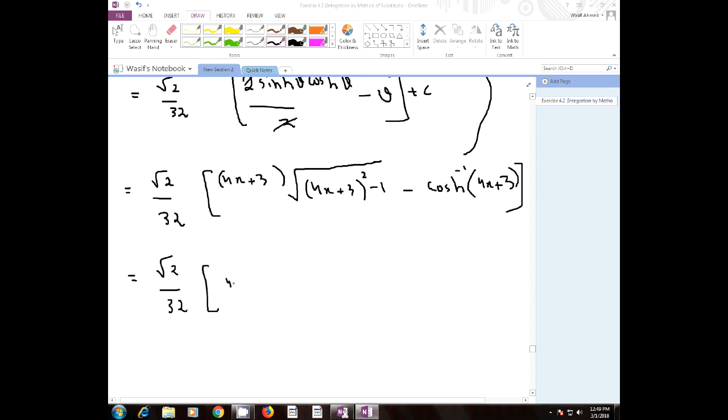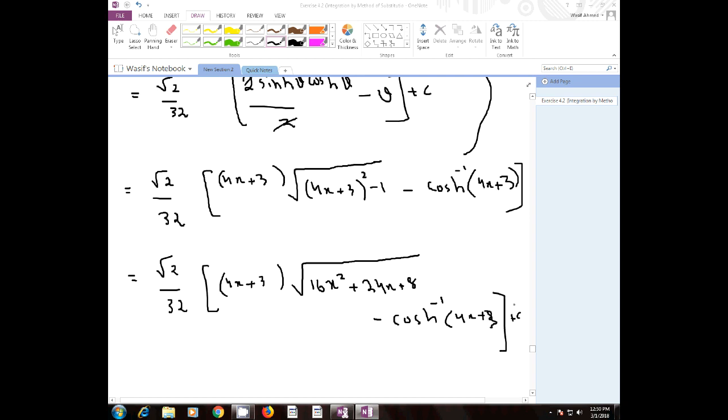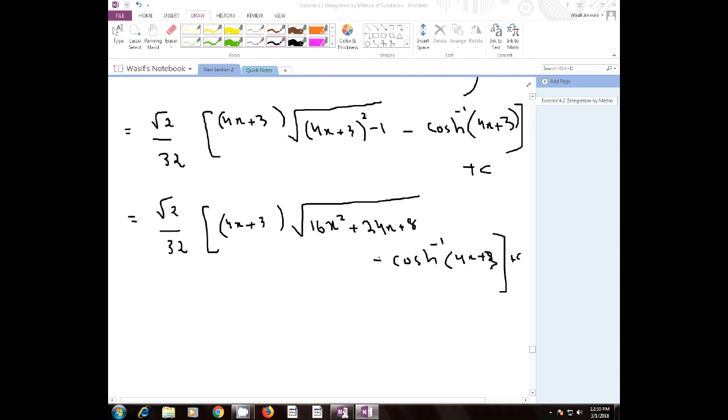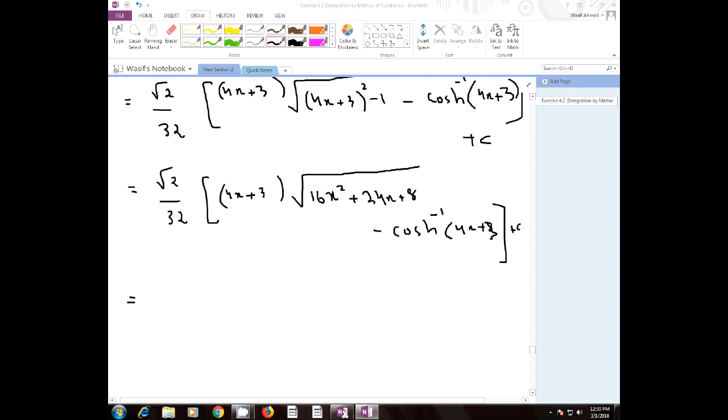Square root 2 divided by 32, 4x plus 3 multiplied by, apply the square, a square plus 2ab, 4 multiplied 3 is 12, and 12 multiplied 2 is 24, 24x plus 9 and minus 1, that is 8. And the next term has to be written as it was in the previous step, plus a constant of integration. And then you can also take 8 as a common from the first term.